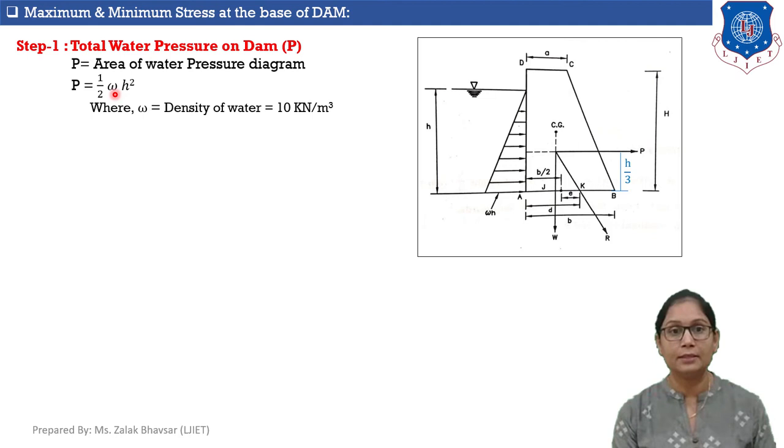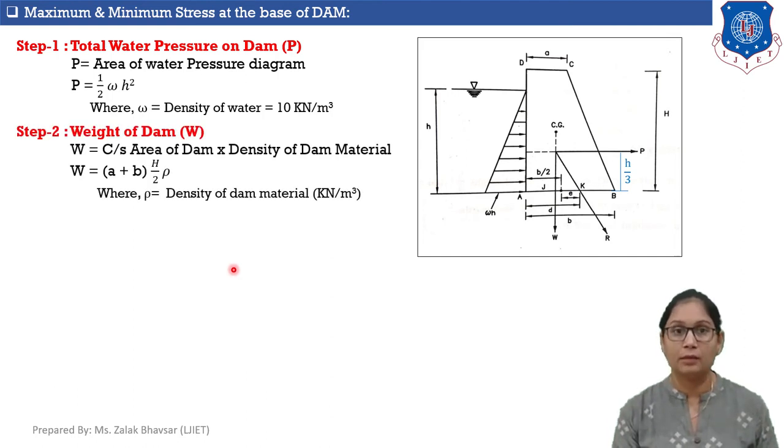We know that the density of water is 1000 kg per meter cube. Here I am converting kilogram per meter cube into kilonewton per meter cube. So I am taking w equal to 10 kilonewton per meter cube. Now here is step number 2. In step number 2 we will calculate the weight of the dam, W.